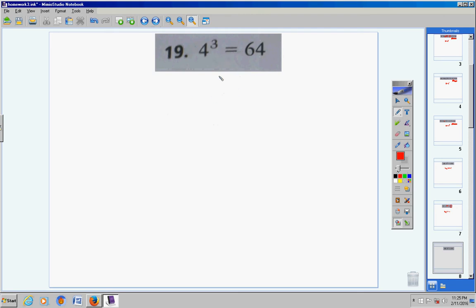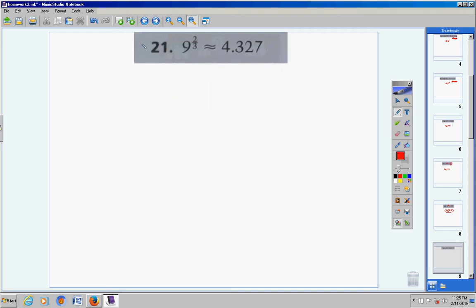Okay, we know we're going to write this logarithmically, so let's go ahead and write the word log. Now, the number here all by itself is always your argument. The base of the exponent is the base of your logarithm, and your exponent is always what the logarithm equals. So log base 4 of 64 equals 3.